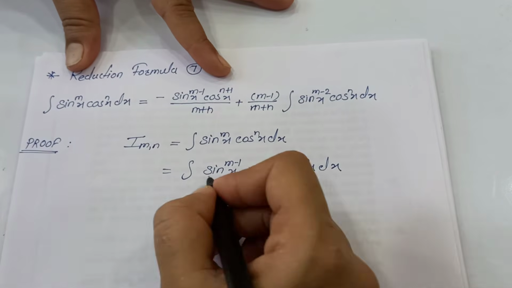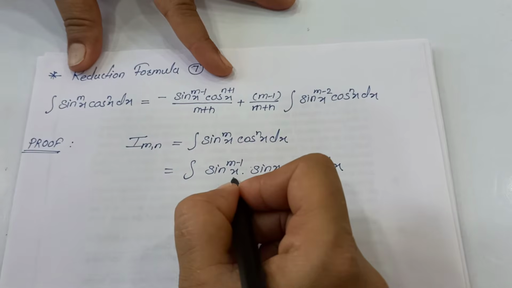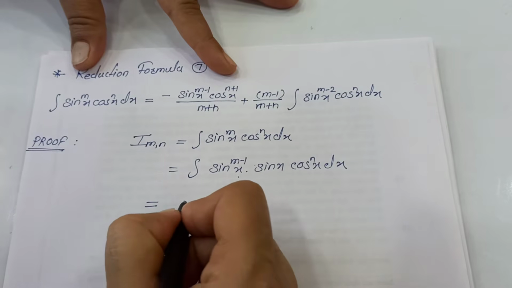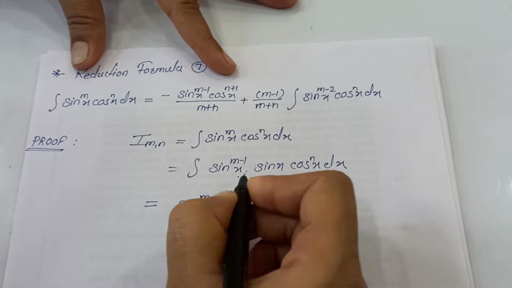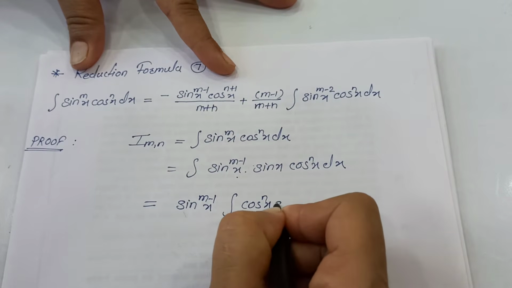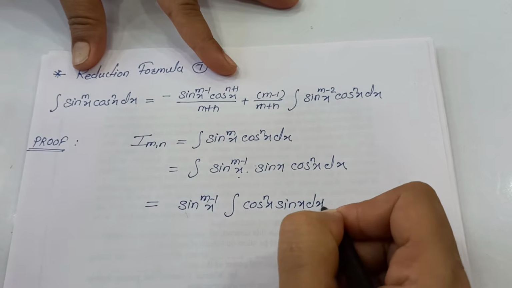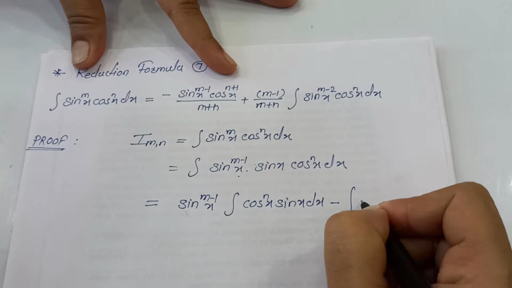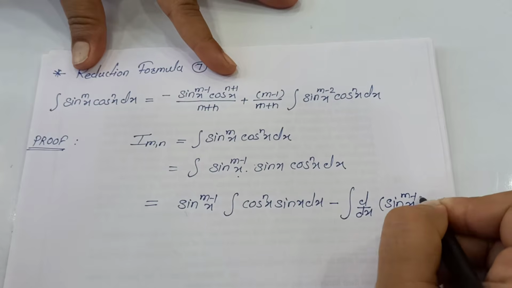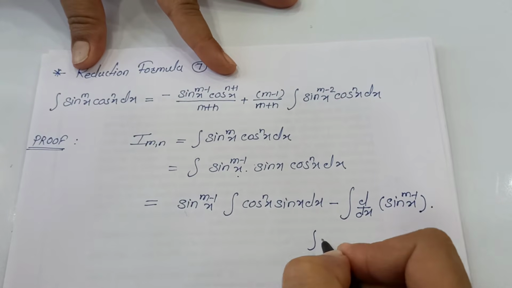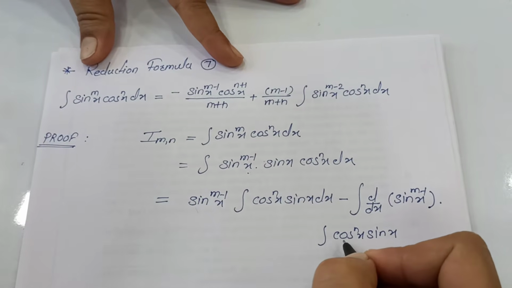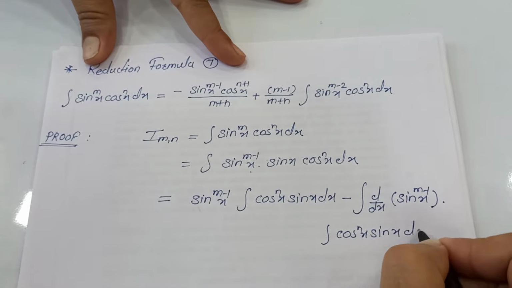Now to this we will apply the integration by parts. So we will treat this as first function and this as second function. So apply the integration by parts. So what it says: first function as it is, integration of second function. So this is my second function. I will write it as cos raised to n x sin x dx, minus integration of derivative of the first function, so derivative of sin raised to m minus 1 x into integration of second function, that is cos raised to n x sin x dx.